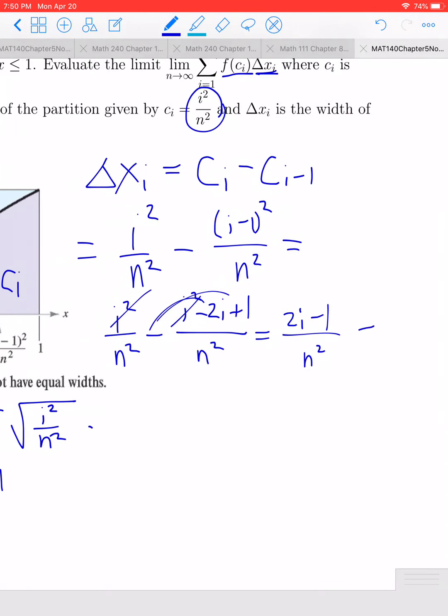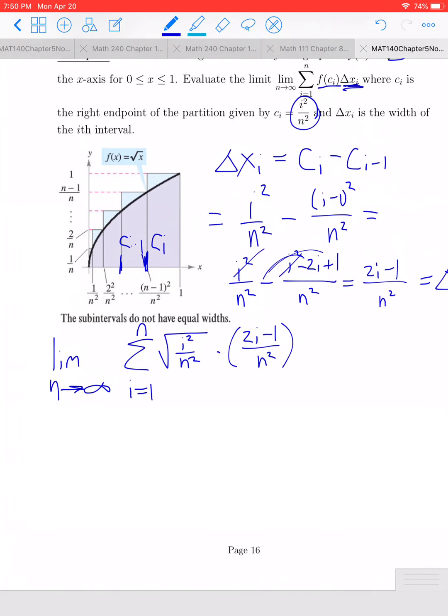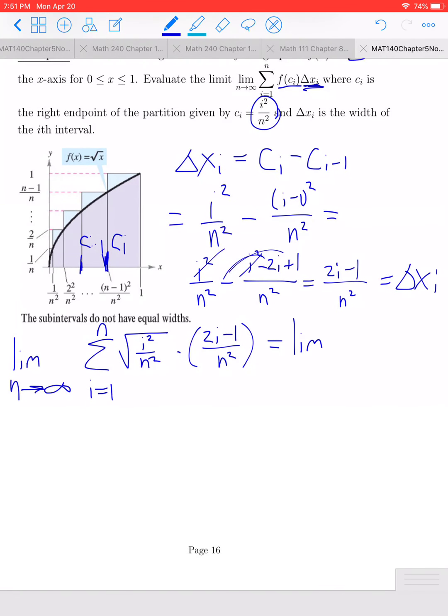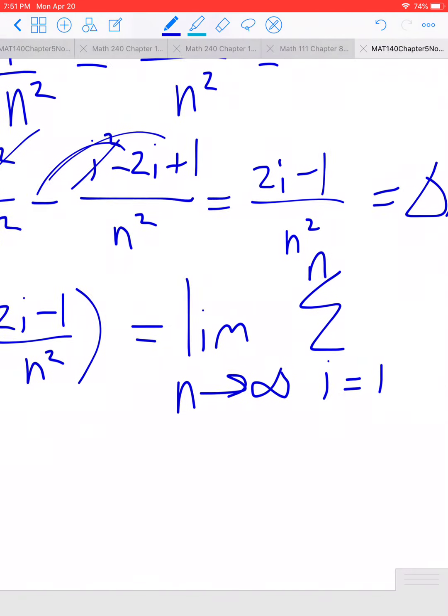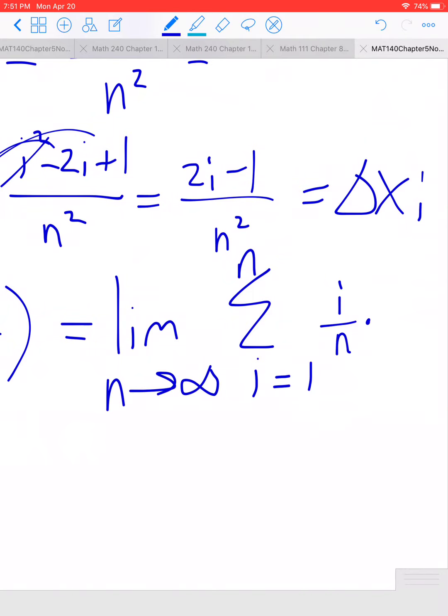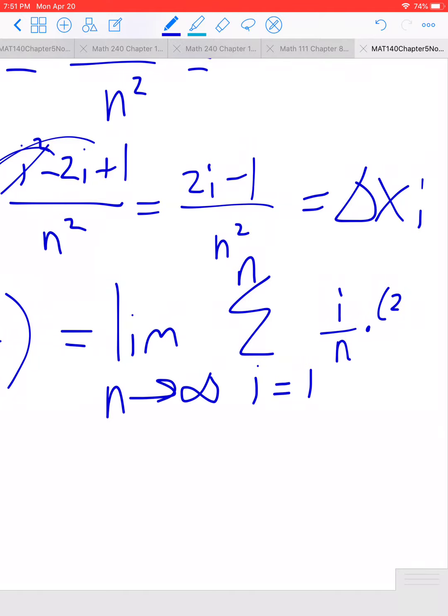So what is delta xi? Delta xi is 2i minus 1 divided by n squared, and that's the second part of the sum that's going to go in here, times 2i minus 1 over n squared. So this is what we have to evaluate. Let's try to simplify the summand. The limit as n approaches infinity of the sum from i equals 1 to n. The square will end up canceling with the square root, so we're going to have i over n times 2i minus 1 over n squared.